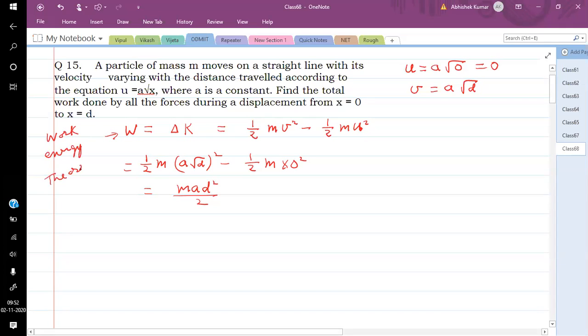So from the work-energy theorem, we can write total work done equals change of kinetic energy, and kinetic energy can be written in terms of velocity, and the velocities we know. So if you put them in, we get this.